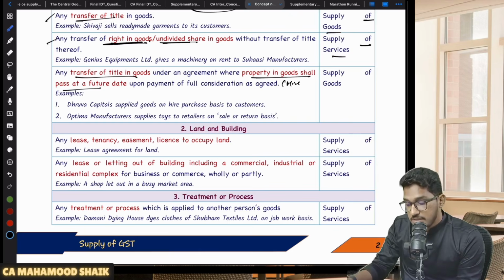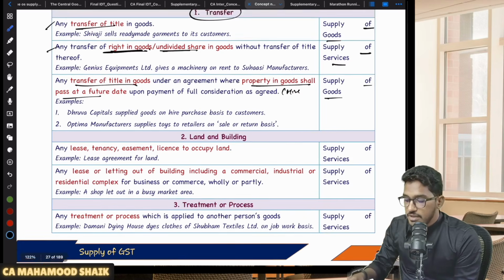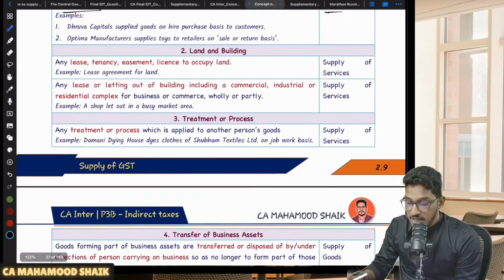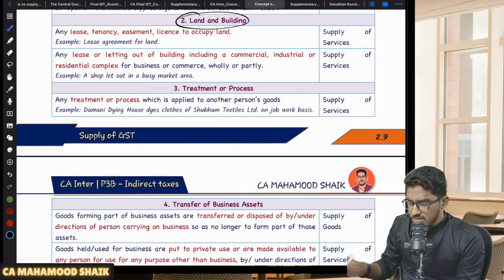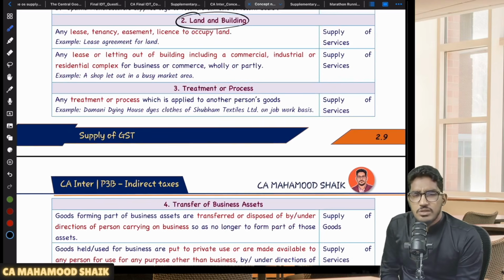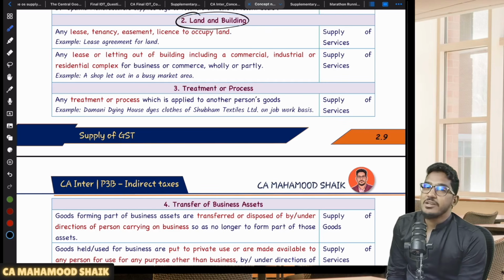So even hire purchase transactions will be considered as supply of goods only. This is how you have to classify in case it involves transfer. Then land and building. Sir, land and building is not goods, no? Land and building is not goods because you told that it is an immobile property. Yes, it is not goods, but it will fall under services.